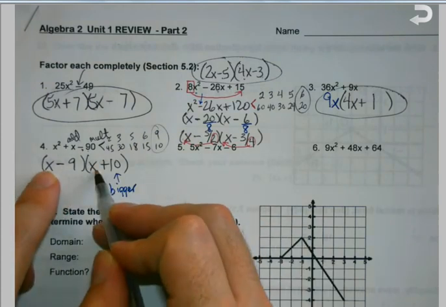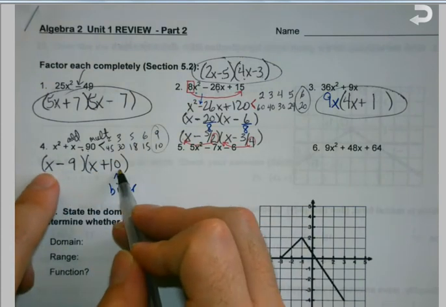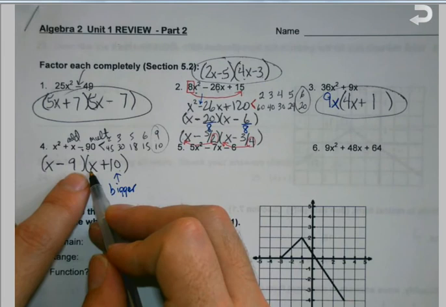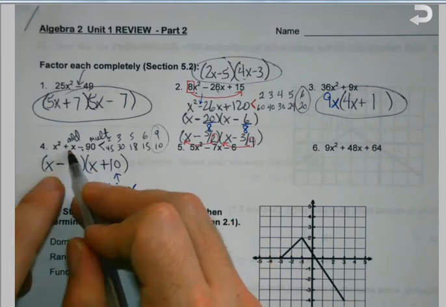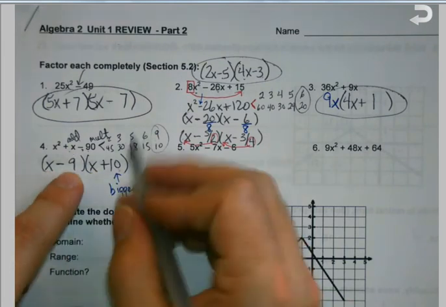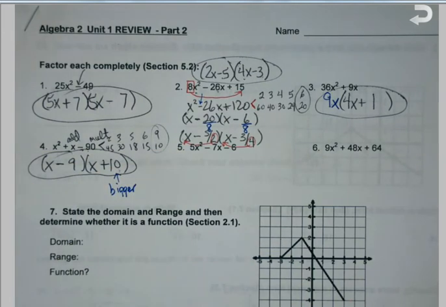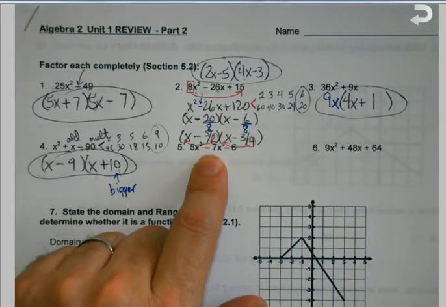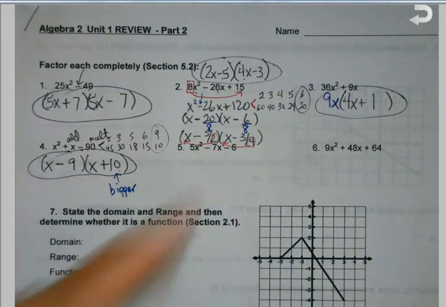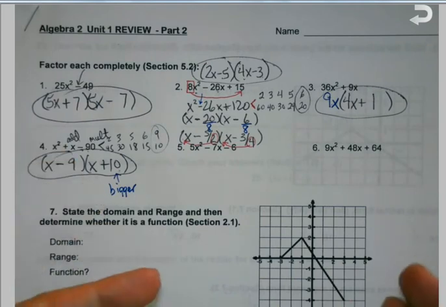X squared plus 10x minus 9x, so 10x minus 9x is a positive 1x, and negative 9 times positive 10 is negative 90. I'm good. Okay. Here, again, you can do slide and divide like we did up in number 2, and it's still there, so you can kind of see how it works.